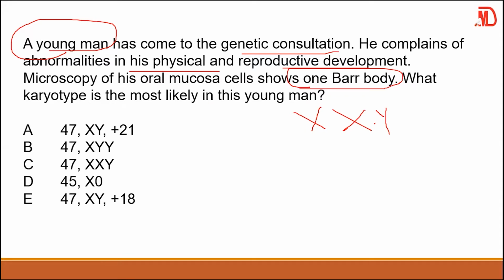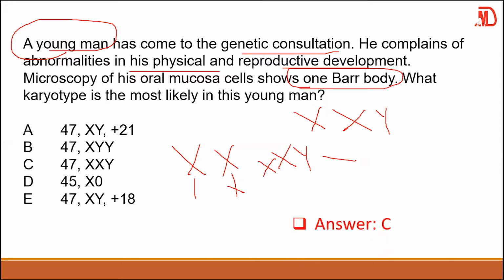Of course, what then is a bar body? Let's just do some small study. A bar body is simply an inactive X chromosome, or X chromatin. In a normal female, we have XX, and of this XX, one is active, one is inactive. In a male, which is XY, you have no bar body. So for them to see that there is a bar body, we are thinking of XXY as the karyotype, and this disease is called Klinefelter syndrome. So over here, we are looking at 47,XXY. Now, 45,XO is simply what? Turner syndrome. So please take note of some of these.